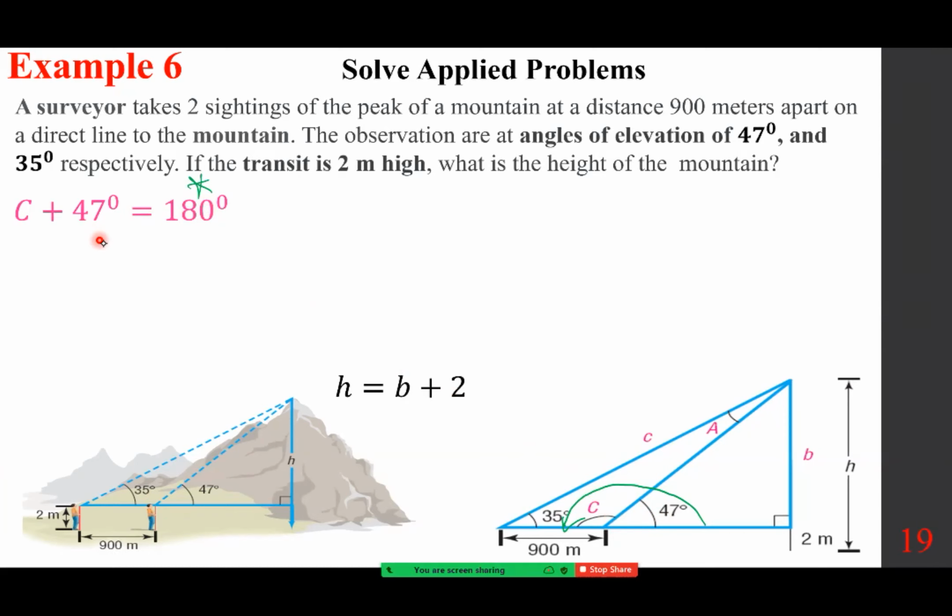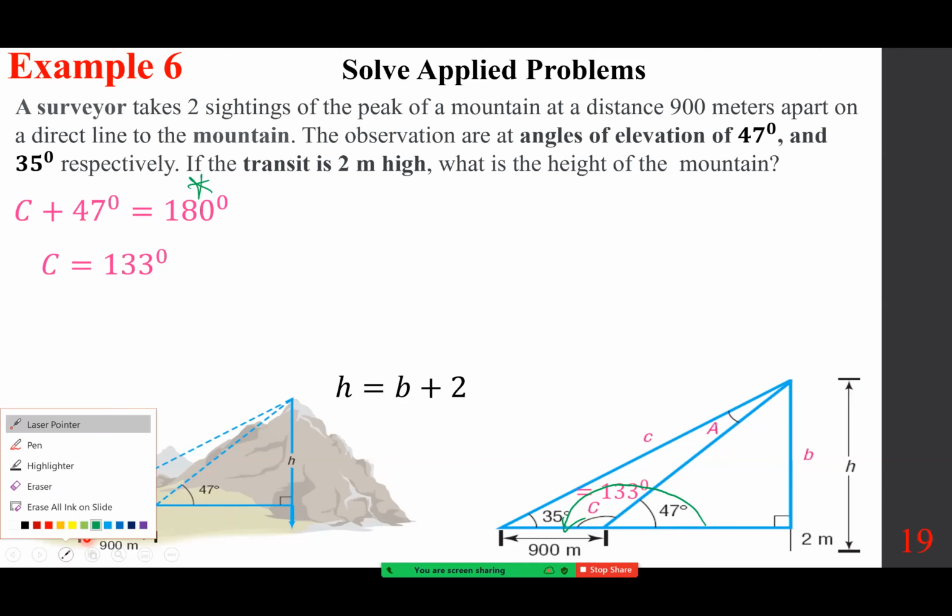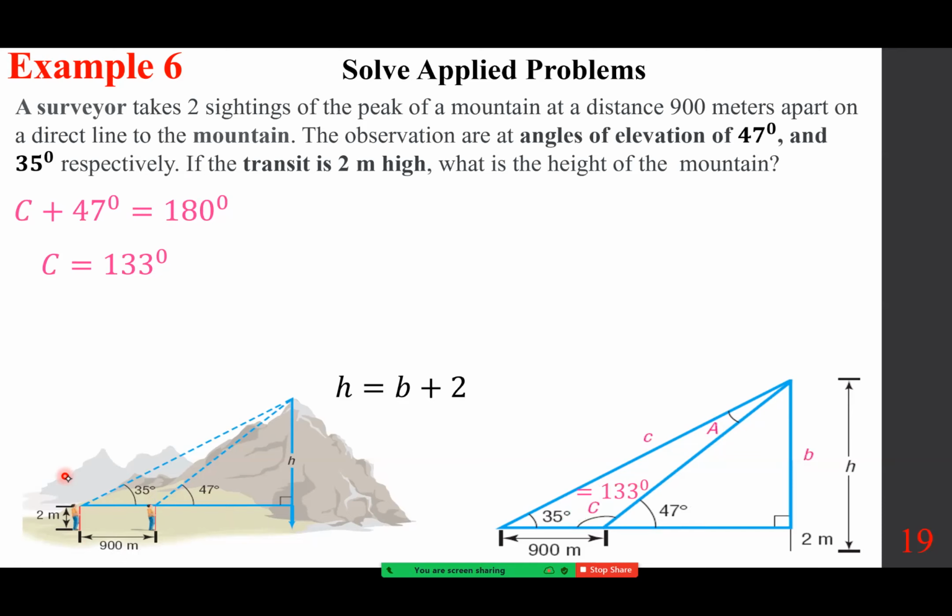Therefore, C becomes 133 degrees. Now, if C is 130 degrees, maybe I want to erase this stuff. If this is 130 degrees and this is 35 degrees in this triangle, we can find A.